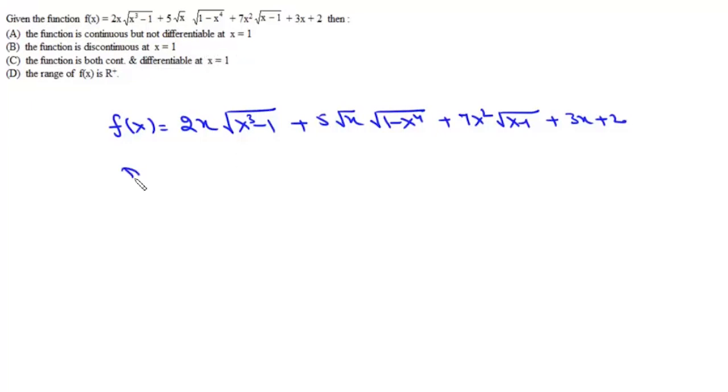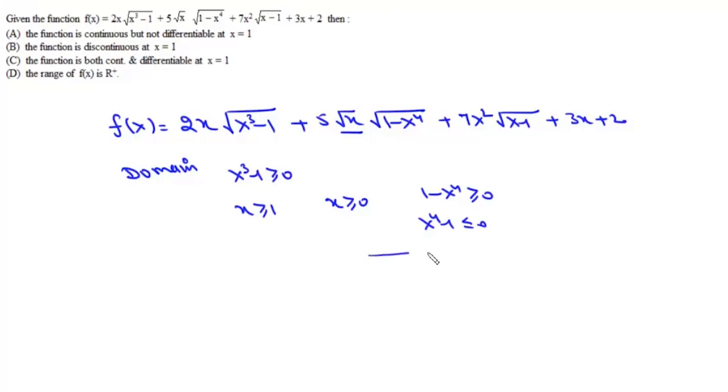Now first we'll find the domain of this function. Since we have a square root, x cube minus 1 should be greater than or equal to 0. That means x is greater than or equal to 1. Now for this we'll get x is greater than or equal to 0. Now for 1 minus x to the power 4, it should be greater than or equal to 0, or x to the power 4 minus 1 should be less than or equal to 0. We'll have minus 1 and plus 1, and the signs are plus, minus and plus. So we'll get x should lie between minus 1 and plus 1. Here x is greater than or equal to 1.